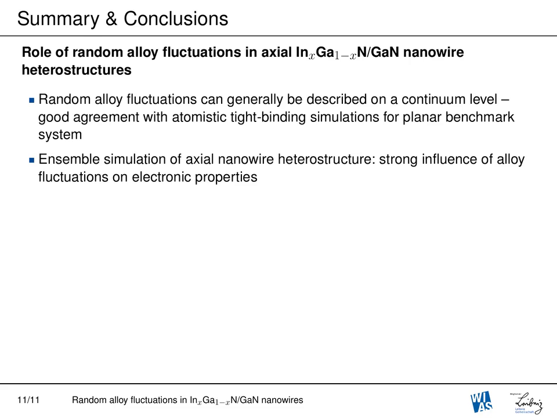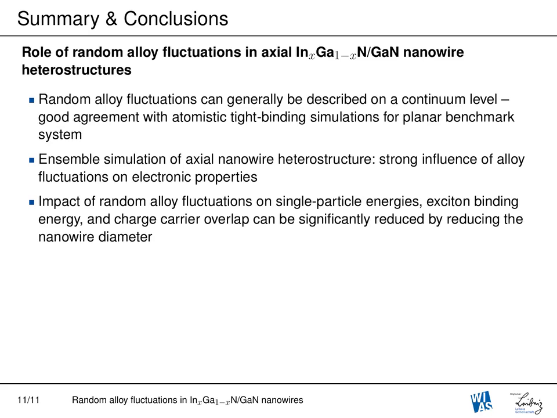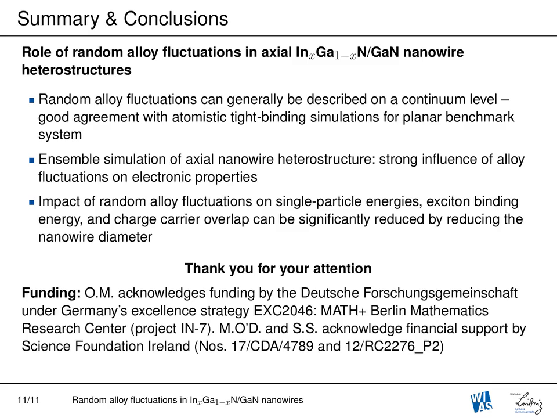In the ensemble simulation of axial nanowire heterostructures, we identify a strong influence of alloy fluctuations on the electronic properties. We see an impact on the single particle energies, but in particular on the binding energy and the charge carrier overlap, and that can be reduced significantly if we reduce the diameter of our nanowire.